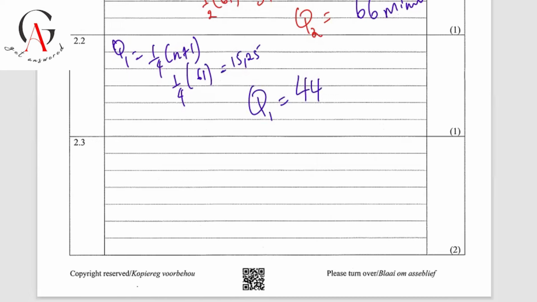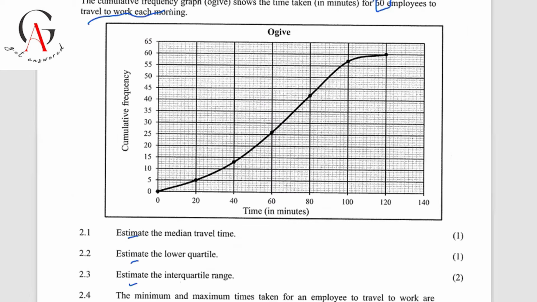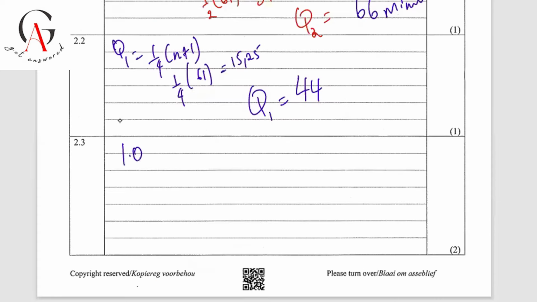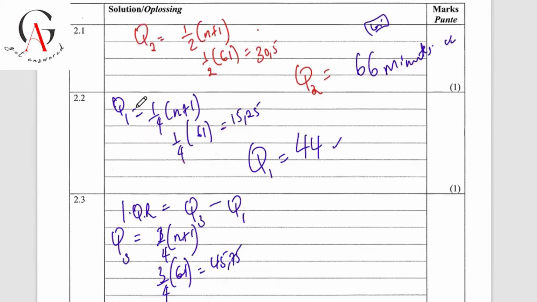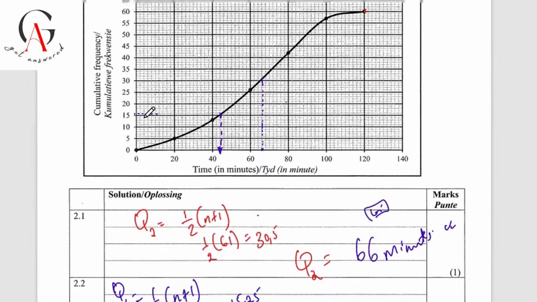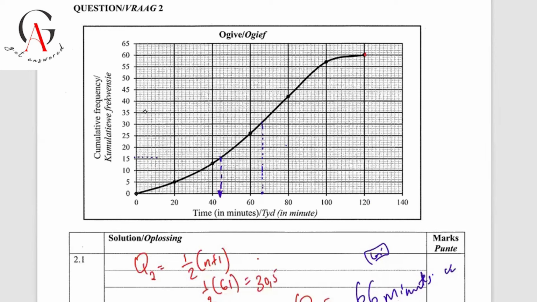And then 2.3, they want us to get the interquartile range. We know that the interquartile range is given as Q3 minus Q1. We already have the Q1. What is missing is the Q3. Let's get the position of Q3, which is 3 over 4 into n plus 1, which is 3 over 4 of 61. That gives me 45,75. So 45,75 is more like close to 46, and we can have that value at this point.